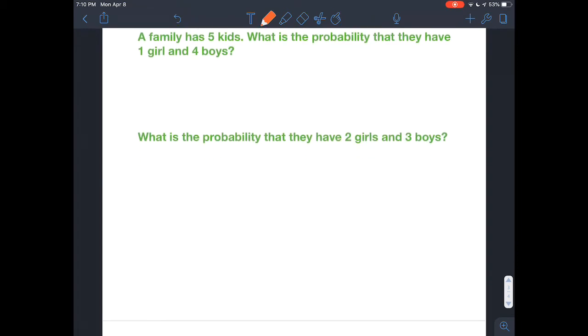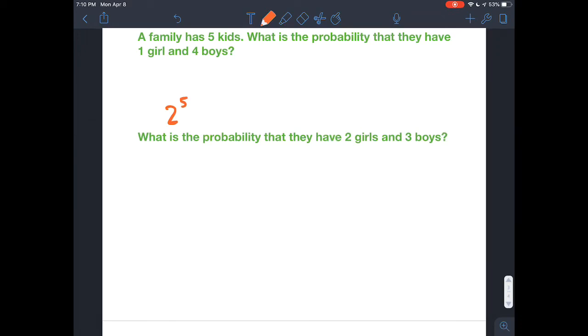Okay, a family has 5 kids. What is the probability that they have 1 girl and 4 boys? Okay, so think about how many ways you could have 5 kids. This is very similar to the flipping a coin discussion. But if you're having kids, assuming the gender is random, since there are 2 options, boy and girl, and you have 5 kids, there are 2 to the 5 different options.